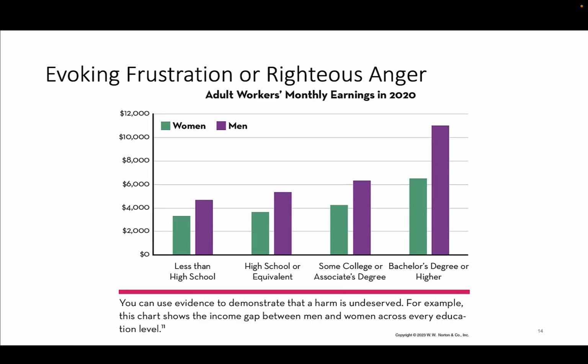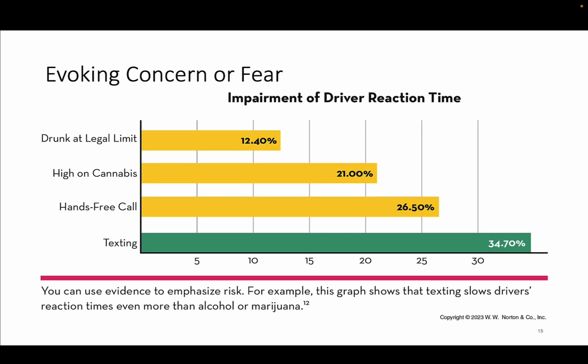Here's a bar graph that gives evidence to show that at every educational level, there is still a gap between men's and women's income. So no matter how much education a woman gets, she's still likely to make less than a man with the same education. Not particularly fair. So this piece of evidence definitely evokes the emotions of frustration and righteous anger, especially if you're a woman. Here's another one.